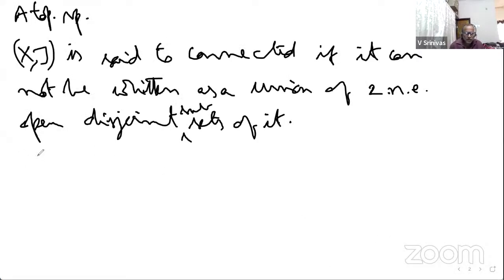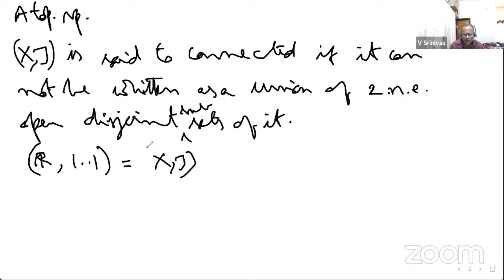In R, if you take the usual metric, the modulus metric, the Euclidean distance metric, and look at the usual topology on R, the only connected subsets of R are intervals. The only connected sets are intervals.